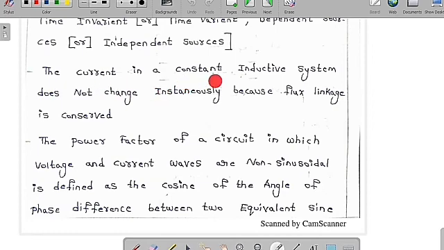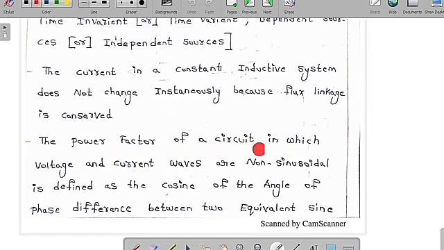The current in a constant inductive system does not change instantaneously because flux linkage is conserved. Because in an inductor, current can't change instantaneously, the main reason is that flux is always conserved, meaning it can't change instantaneously. Because of that, only the current in an inductor can't change instantaneously.